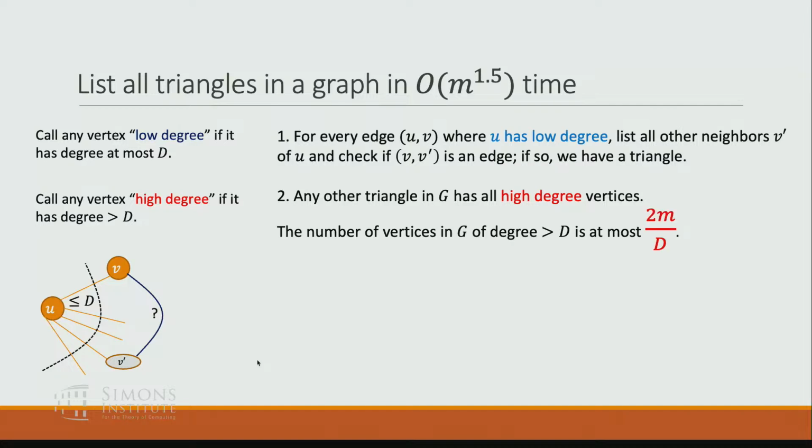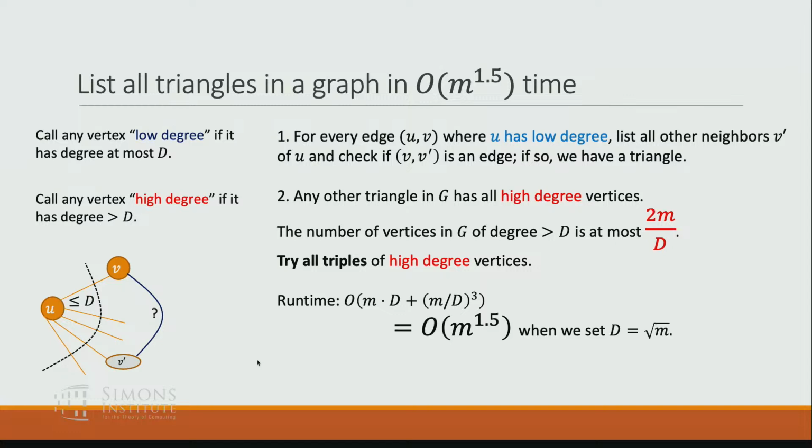Because the sum of degrees of the vertices is 2m, the number of high degree vertices can be at most 2m over d. Then we just try all triples of high degree vertices. Therefore, the running time of this algorithm is m times d plus (m over d) cubed. By setting d to be square root m, the running time becomes m to the 1.5.